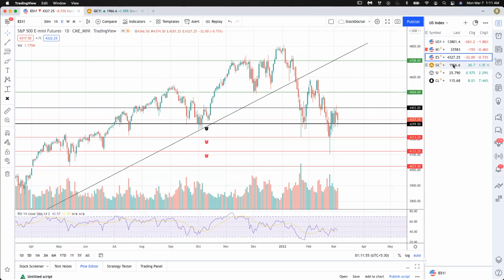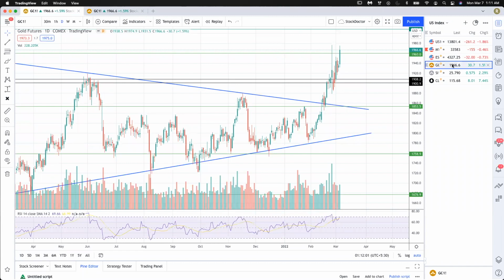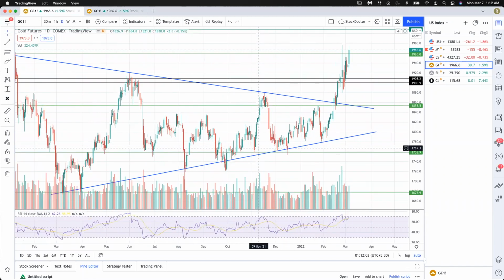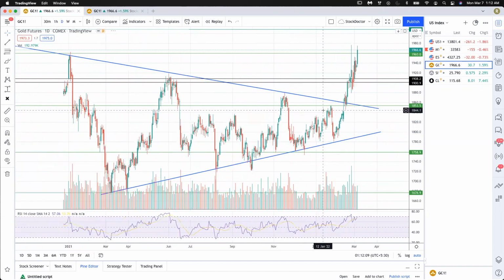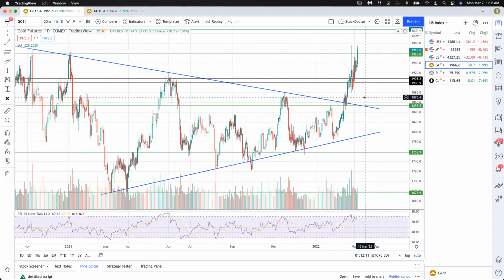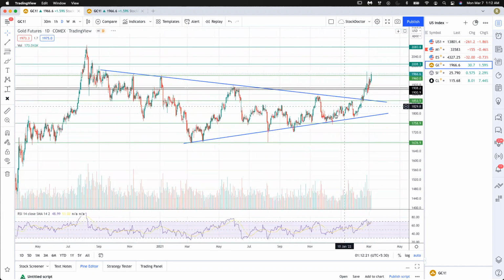Okay, next we are going to talk about gold. Gold, as you all know, is a very interesting chart. And if you have seen my last many weeks of videos, I was continuously mentioning that once gold starts trading and sustaining above 1855, 1860, there will be high chances of gold showing very good upside.